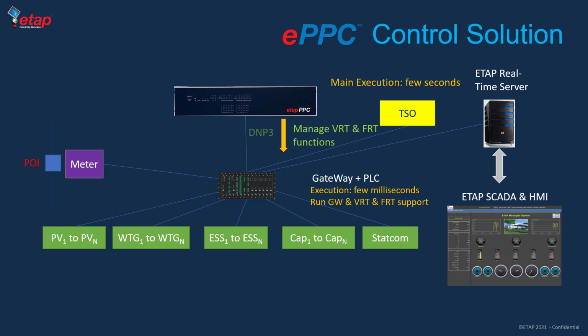The combination of the ETAP power plant controller and gateway with the PLC functionality allows us to implement a model-driven and software-based power plant control, realize digital twin, and achieve an agile development process while implementing required high-speed secondary functions in the gateway PLC. This architecture also allows us to easily handle hybrid plants, including different types of renewables, energy storage, and reactive power.